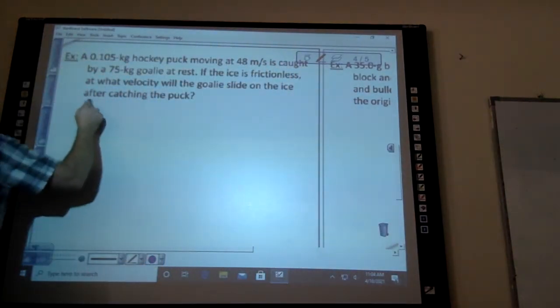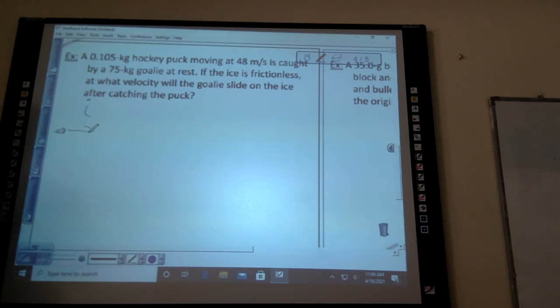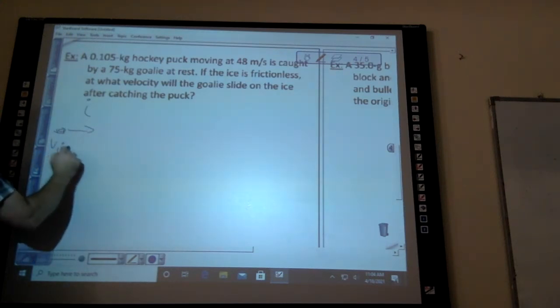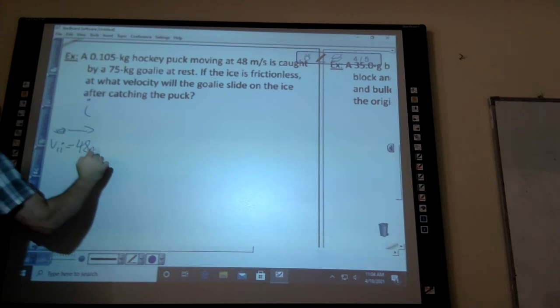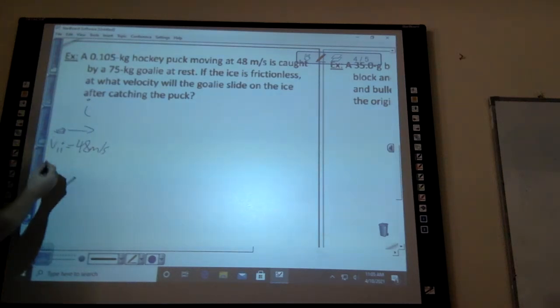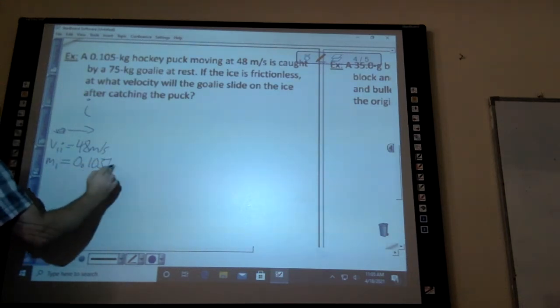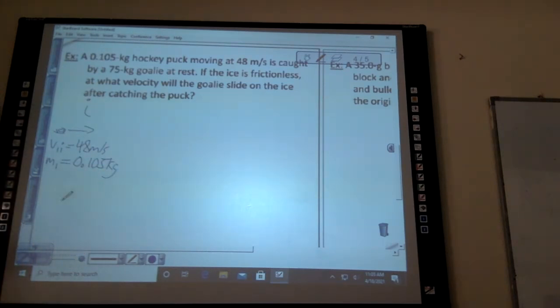So let's draw this out. Here we've got our hockey puck. It is moving this way. So we've got V1 initial is going to be 48. So notice, when I'm setting this up, look at all the information I'm writing down. This is just really helpful for you to be able to organize your thoughts so that you can put this in your answer a lot easier. Do you have to write this out? No, you don't always have to write it out. But this is great for getting part marks.